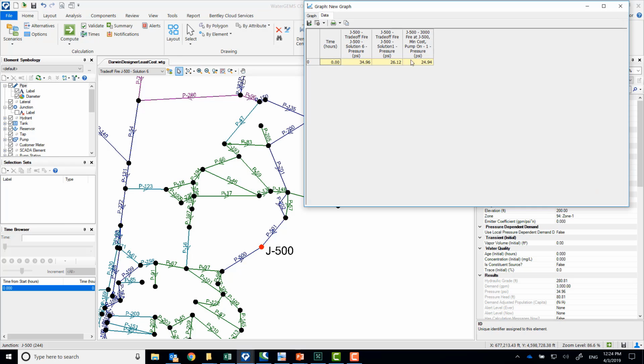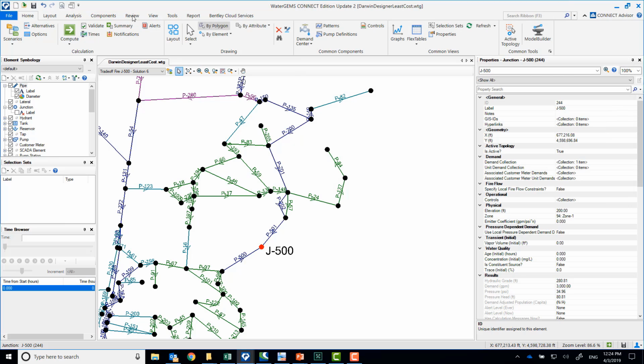So there we see it. Minimum cost gives us 24.9 psi. A little bit more money, I think this one was 206,000. Better pressure. But if we had more money, we can go up to 35 psi at that node.